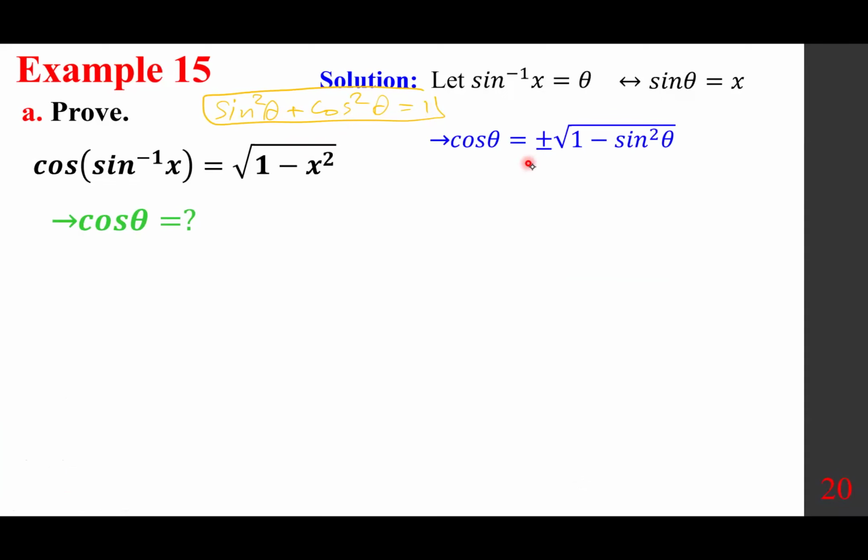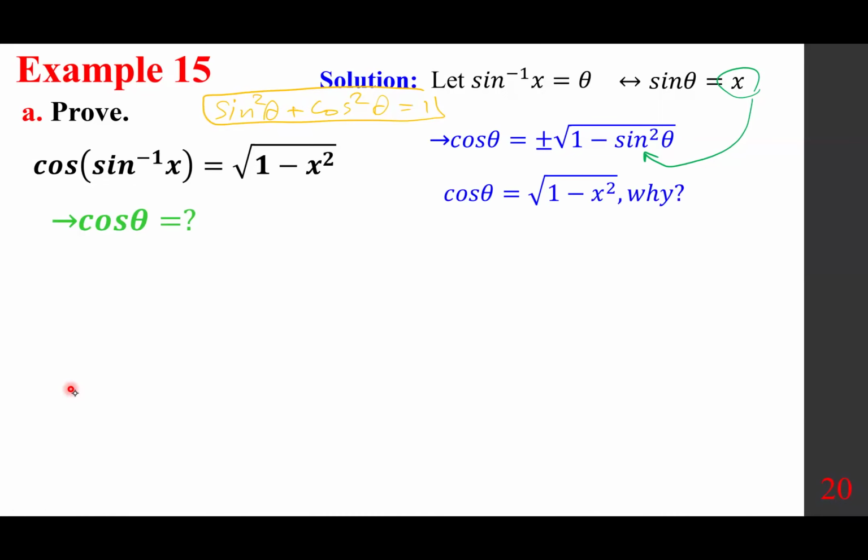And so what is cosine theta? Either or. Which one is the case? It's the positive one. 1 minus sine squared, and we know that sine of theta is x. So 1 minus x squared. And why do we keep the positive only? Here's the reason.